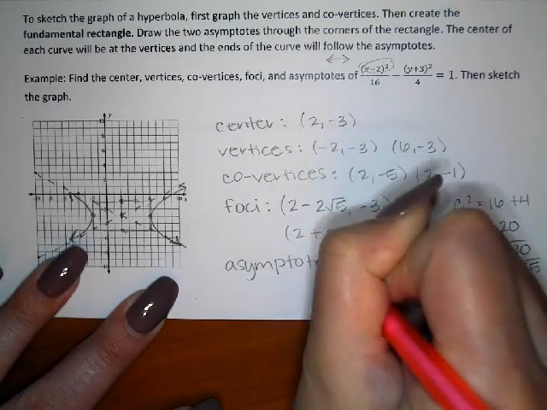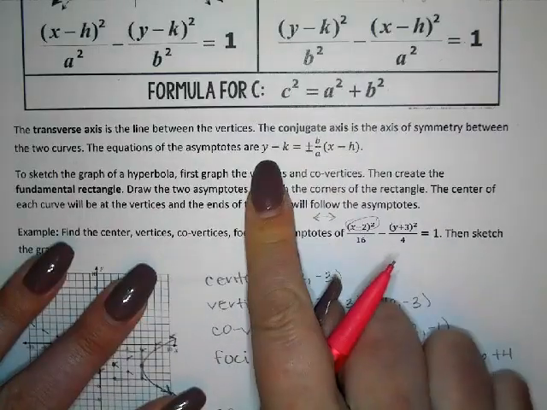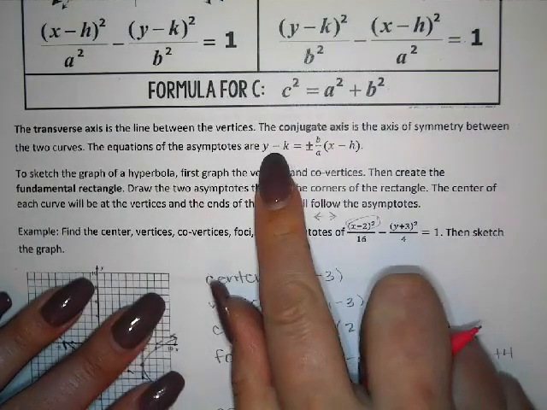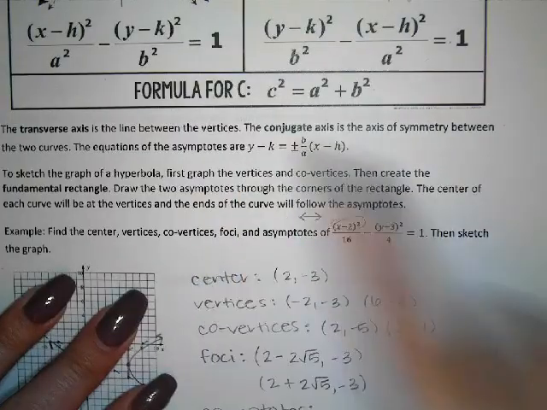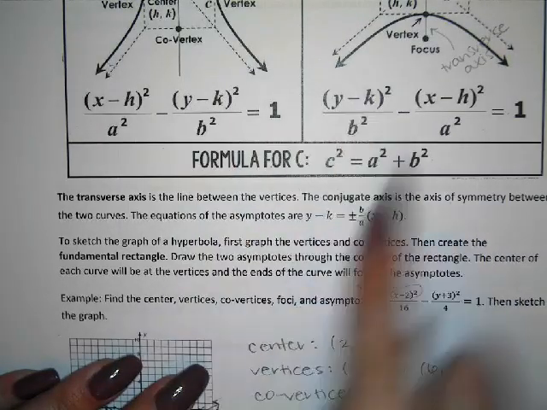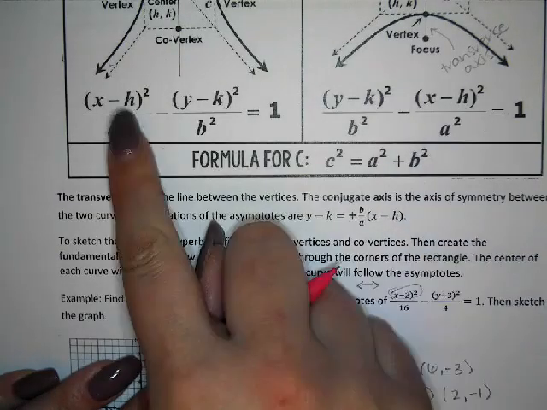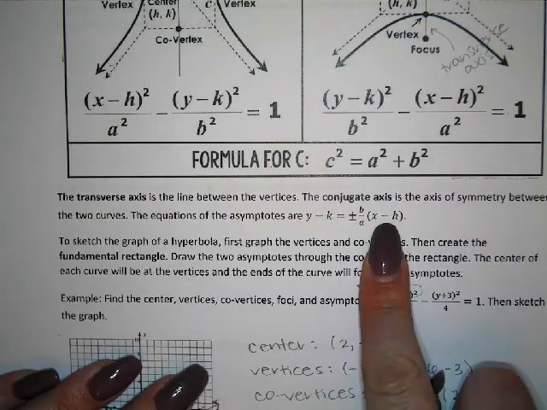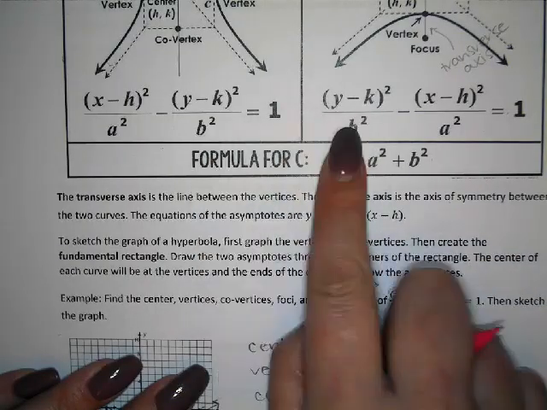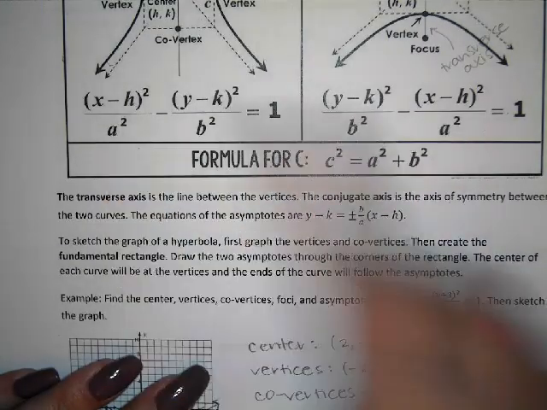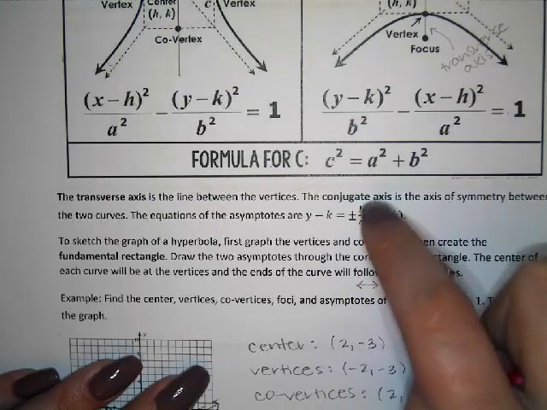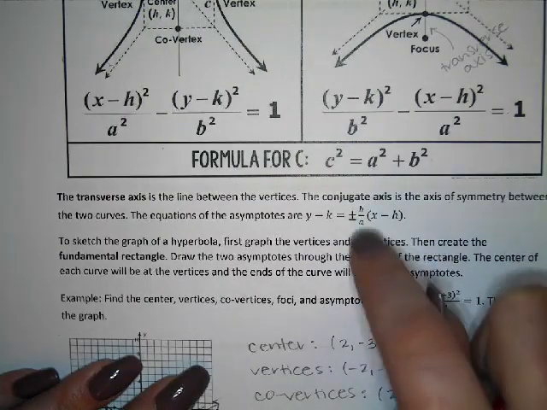The formula looks a little bit confusing, but they're actually pretty simple to write. Y minus k is just the parentheses that go with the y. X minus h is just the parentheses that go with the x. B over a is just the number underneath y and then the number underneath x, and that's your rise over run. So you have the part that corresponds with y, that's your rise. The part that corresponds with x, that's your run.